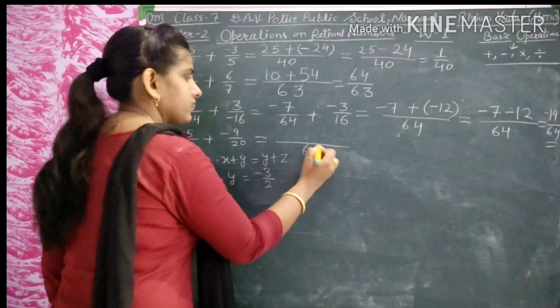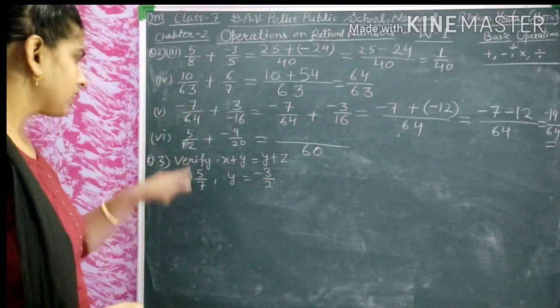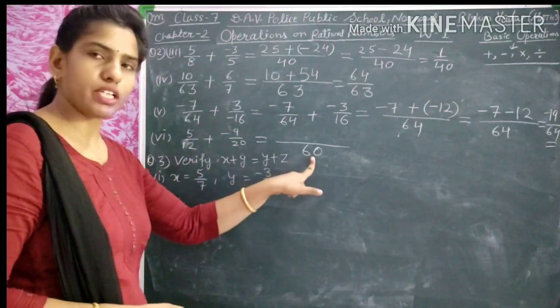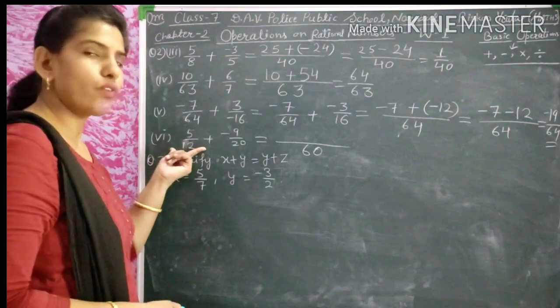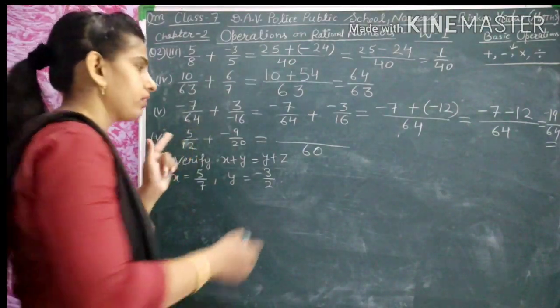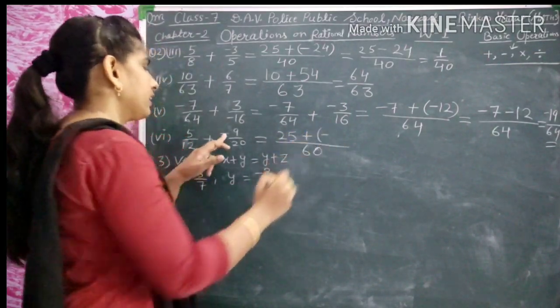That is 60. There is the number 60 there. 12: which number do we multiply by 12 to get 60? 12 times 5 is 60. It means this is multiplied by 5, the numerator is also multiplied by 5. 5 times 5 is 25. And the plus minus sign is there.